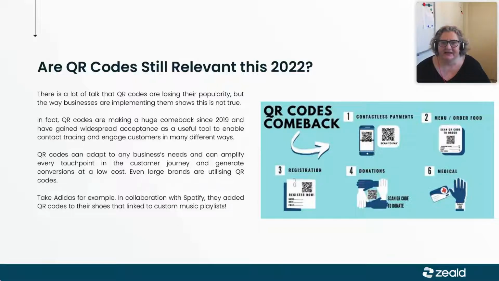Adidas has recently done a collaboration with Spotify and added QR codes to all their shoes that link to custom music playlists. So they've become a really creative way to show collaboration and add extra value. They're already selling their shoes, but now you've got this awesome curated playlist that you can connect to and just add on your Spotify. So it's like an added value thing that they've put into their already popular product.